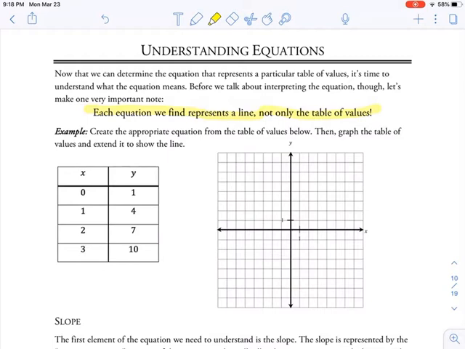While we are looking at this unit, that means that when we find an equation, it's not just representing what's in this table of values, but also the line that would extend in either direction. So let's do an example together to show you what I mean, and that should become clear.